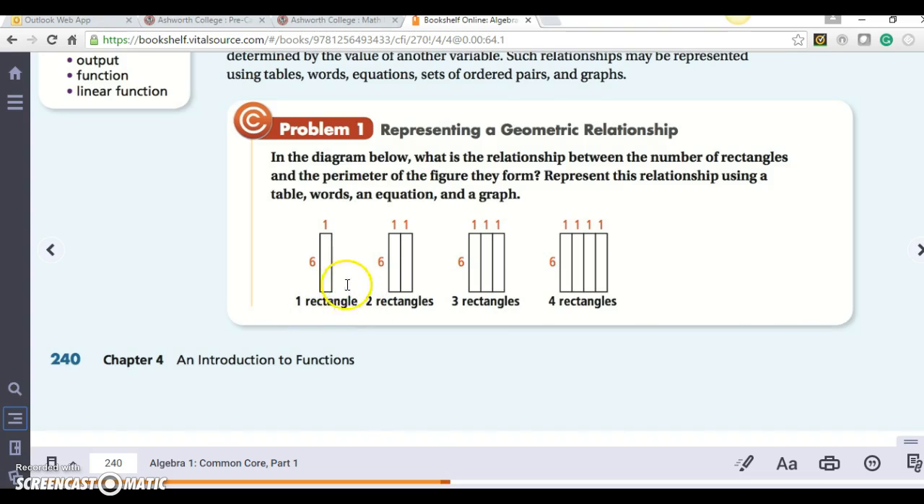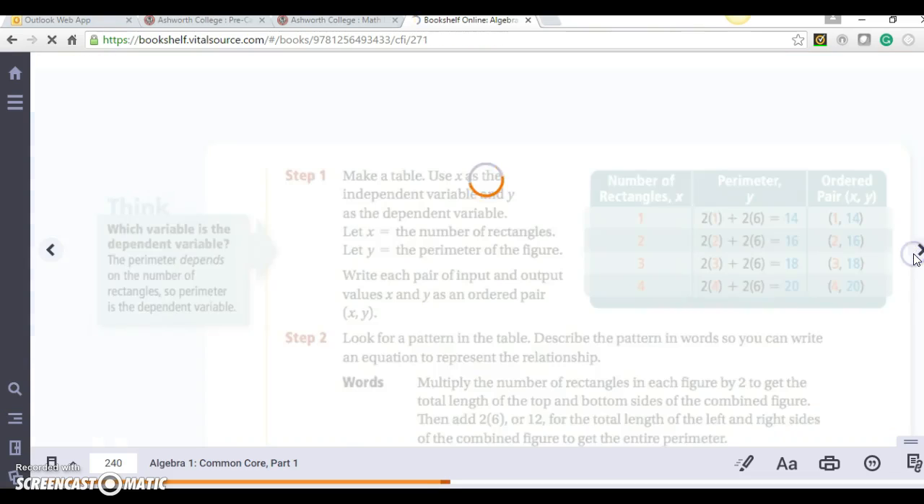And so here, let's look at it. We have one rectangle, and the perimeter would be 6 plus 6 plus 1 plus 1. So 6 plus 6 is 12, plus 1 and 1 is 2, so that's 14. And then we have 2 rectangles, so I have that 6 plus 6. And this time, instead of adding 2, I'm going to be adding 4. And then so on and so forth.